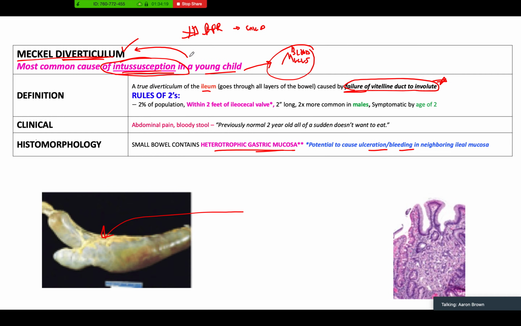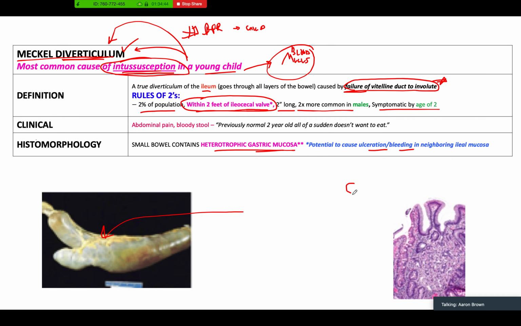That intussusception caused by Meckel's diverticulum. Okay? So that's sort of the two ways it can present. There's this classic rule of twos: 2% of the population, within 2 feet of the ileocecal valve, 2 inches long, twice as common in males, and symptomatic by age 2. I'd say the most high yield thing to remember is that it's within 2 feet of the ileocecal valve.